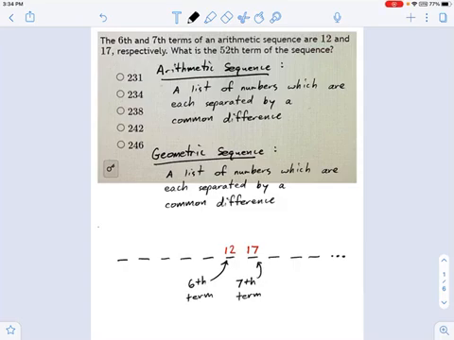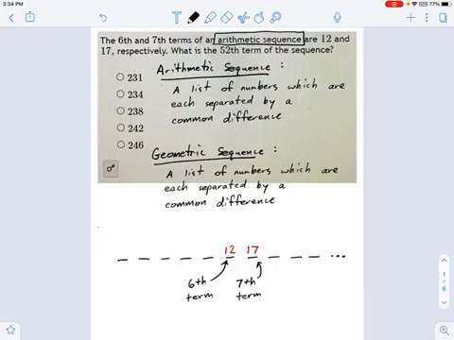This problem says we have a list of numbers. It doesn't come out and say the word list, but it says we have an arithmetic sequence. And if you haven't seen this phrase before, I want to explain what this means. An arithmetic sequence is a list of numbers, which are each separated by something called a common difference.